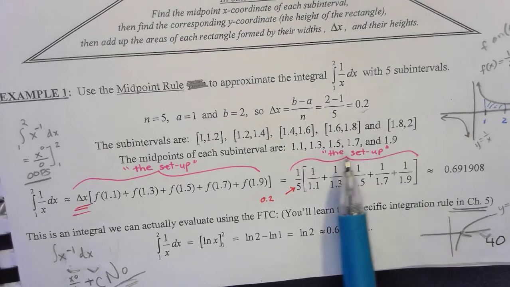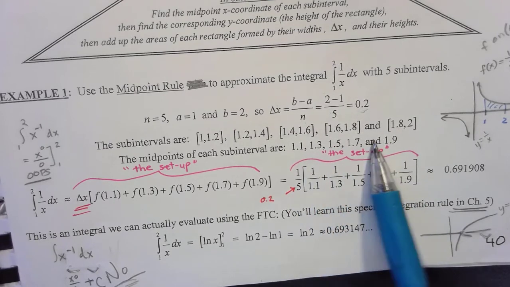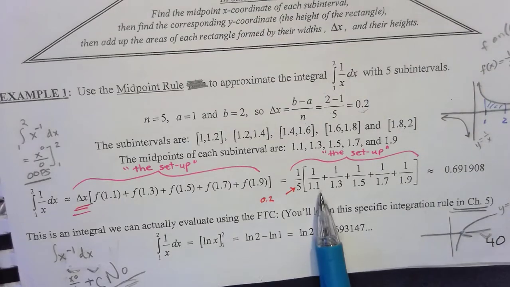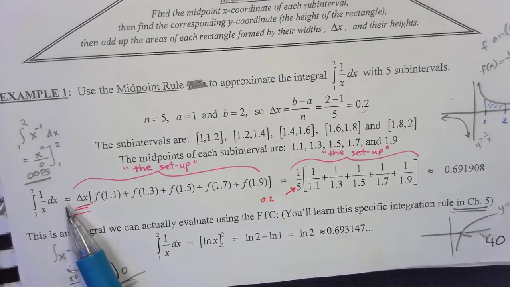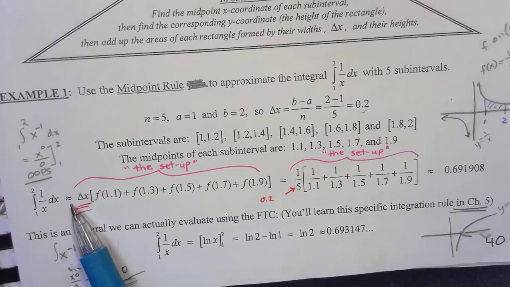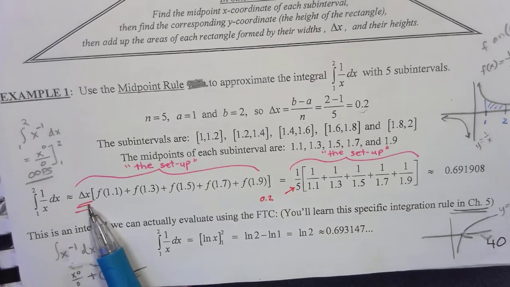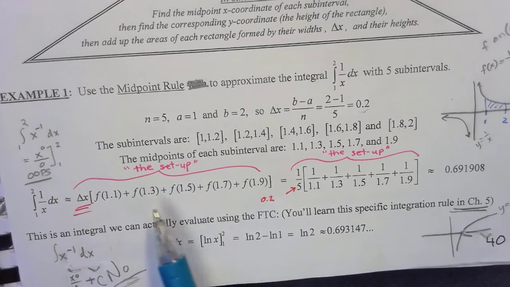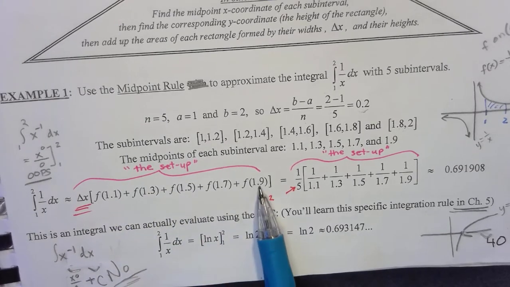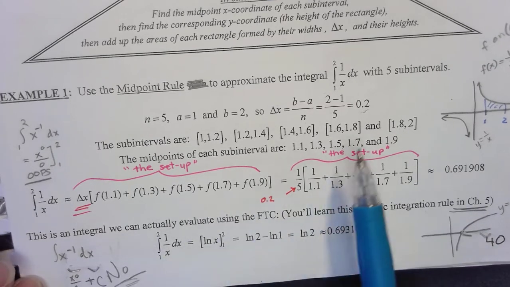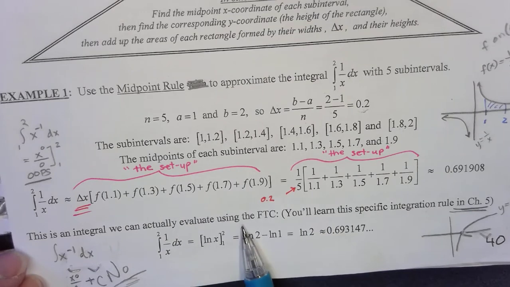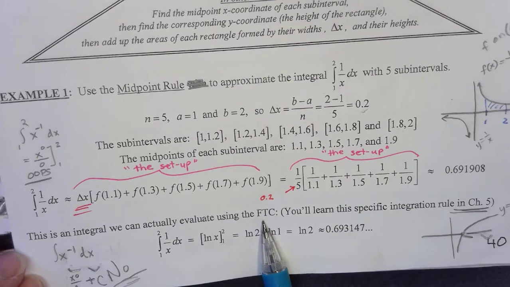I'm going to evaluate these x coordinates in our function. So here we have that. And my integral, this is going to be very important, we're going to use that approximation symbol. My delta x, which is 0.2 or 1/5, and the y coordinates evaluated at each of those x's. And I get this.